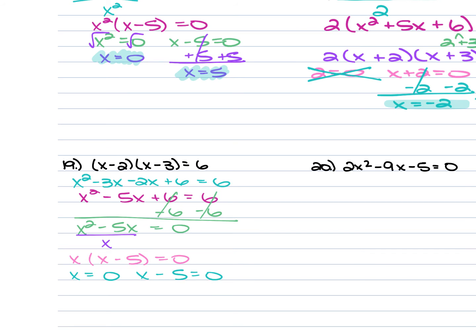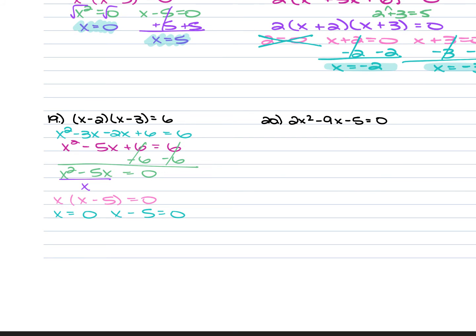Your x is equal to 0. You don't have to do anything with that. It's already solved for. For x minus 5 is equal to 0, add your 5 to both sides, and you get that x is also 5. So two solutions, x is equal to 0, x is equal to 5.